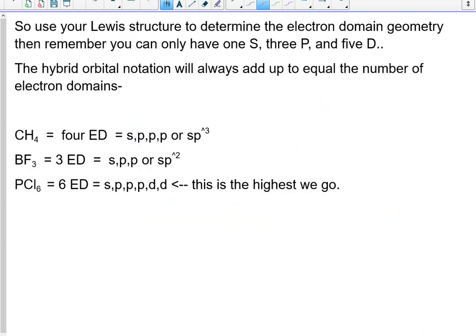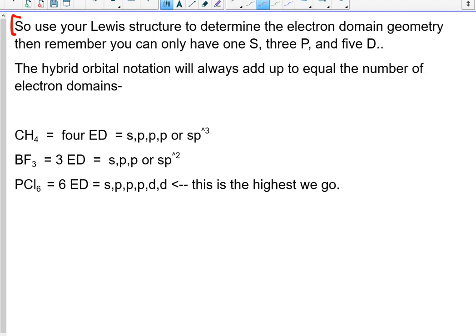Okay. All right. So, to summarize, use your Lewis structure to determine the electron domain geometry. Then remember you can only have 1 s, 3 p, and 5 ds. We're talking about the orbitals or the squares that can overlap now. The hybrid orbital notation will always add to equal the number of electron domains.